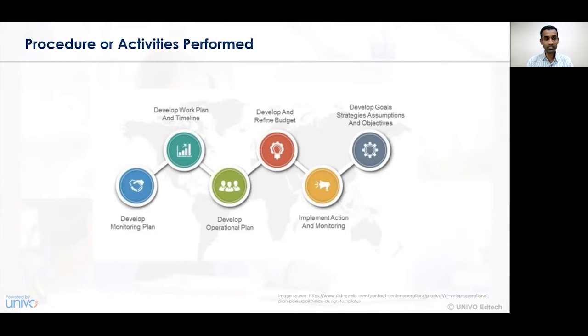The second step in the procedure for the operational planning is developing the work plan and the timeline. Accordingly, the series of activities needs to be jotted down on a step-by-step basis, that is, what will be step number 1, what will be step number 2, what will be step number 3, and so on. Followed by this, you should have a certain deadline or timeline. When we say there is a series of activities, those particular activities need to be completed in a specified time period.